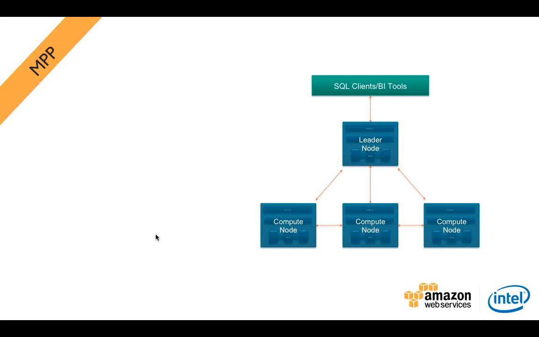Now, the fantastic thing about the way that the MPP databases are designed is that each of those compute nodes is a self-contained unit. It's a shared nothing architecture. So each node has got its own disk, its own memory, and its own CPU.